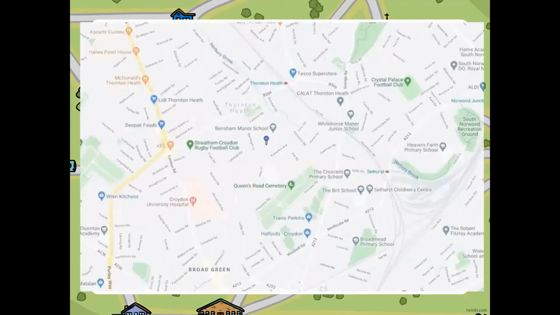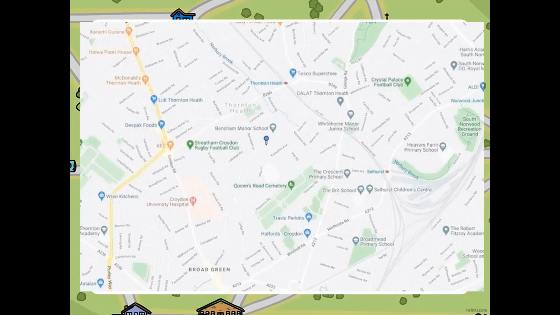So here is a map of our area. This is Thornton Heath. So I would like you to pause the video now, use your observation skills, which means look carefully and closely at the map and see if you can spot any symbols. Do you recognize them? What do they mean? I will wait right here for you.